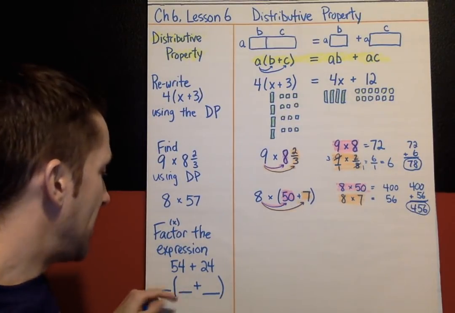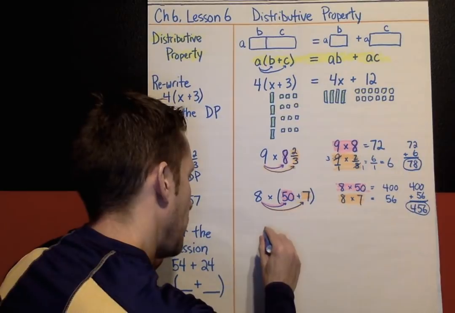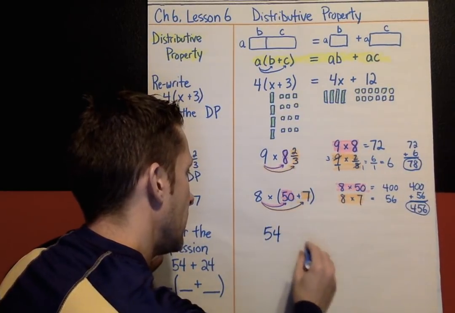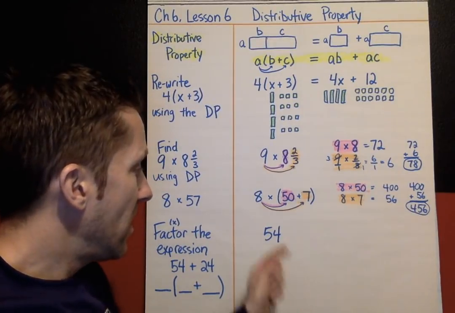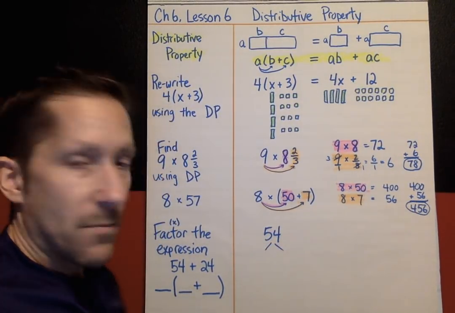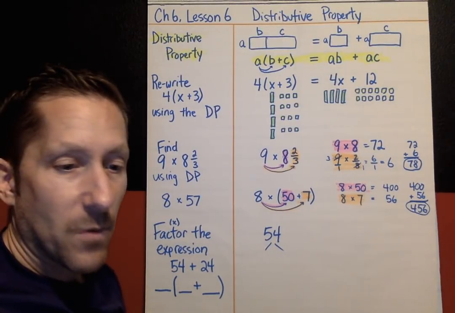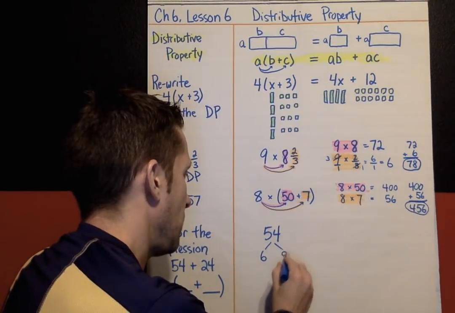So here's the strategy. If you have 54 plus 24, and we're building on stuff that we did earlier in the year, here's what you do. You make a factor tree for 54. I know we did this a while back. What two numbers multiply together to make 54? Lots of different options. I'm going to do 6 times 9.